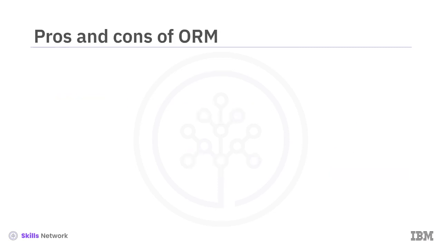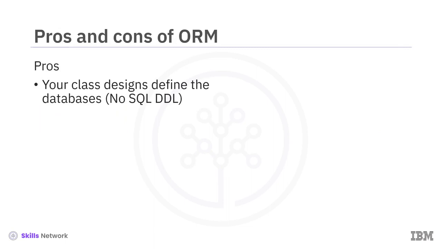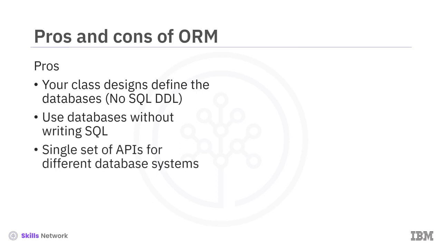Like all third-party software libraries, ORM has its pros and cons. On the positive side, with ORM, your class designs define the databases. For OOP application development, you just need to define classes and create objects. You can use databases without writing SQL. Also, you can use a single ORM interface to manage multiple database systems without worrying about differences in SQL syntax. All these benefits will speed up your application delivery.